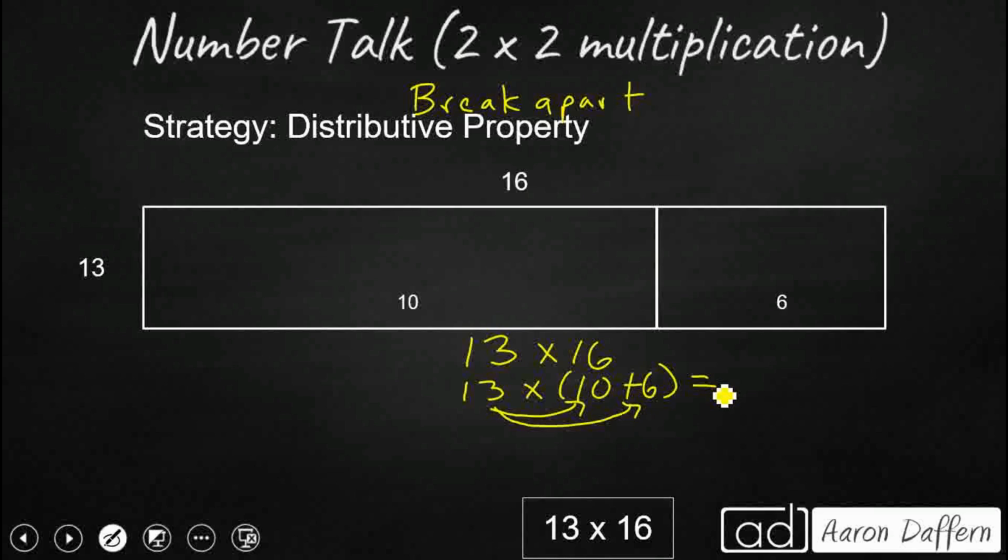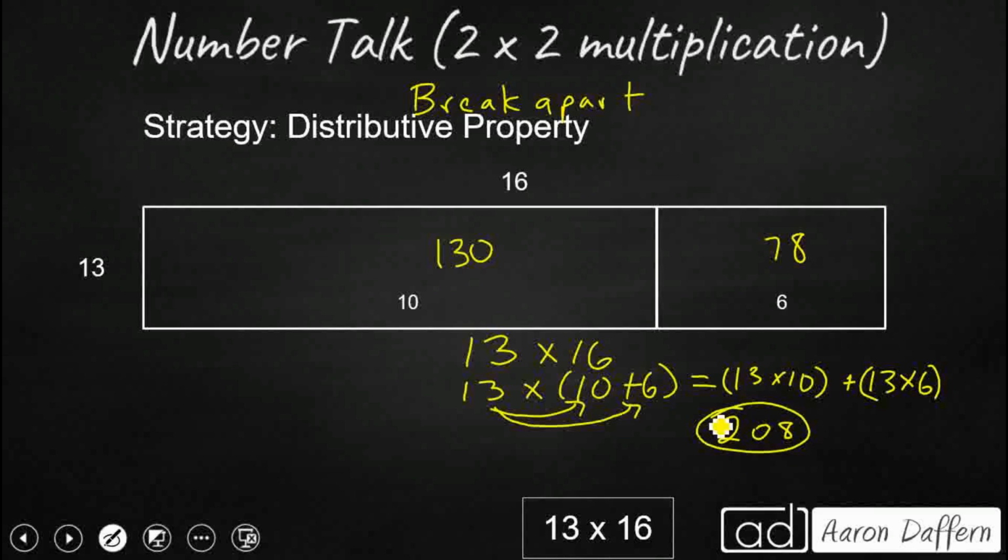So instead of 13 times 16, we're going to say 13 times 10. So that's a little bit easier. That's 13 with a 0, 130. And now we're going to do 13 times 6. That's the other addend. So 13 times 6, that is going to get us 78. And so we put together our 130 and our 78. Hopefully you got your answer of 208.